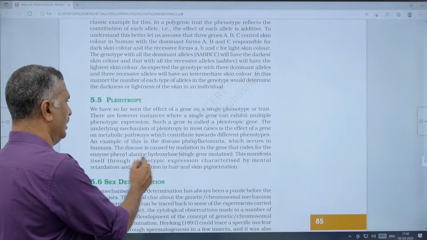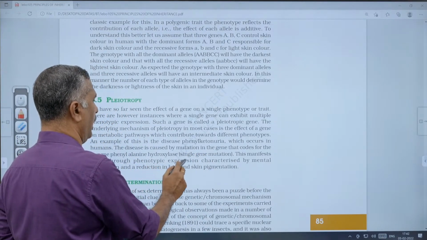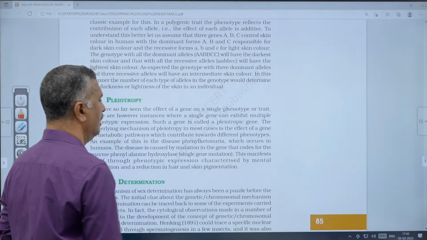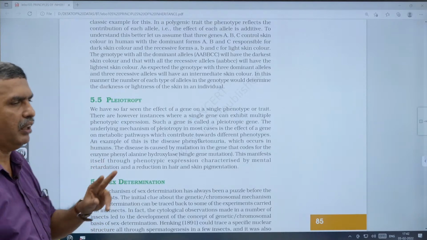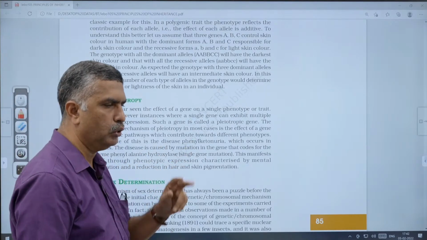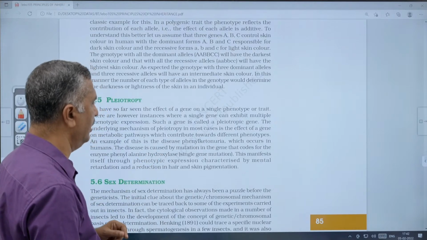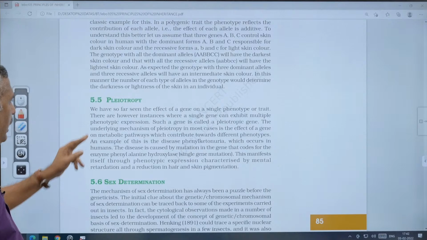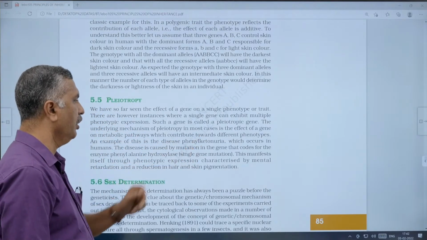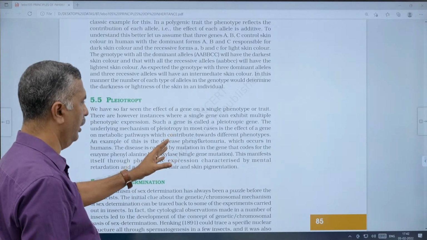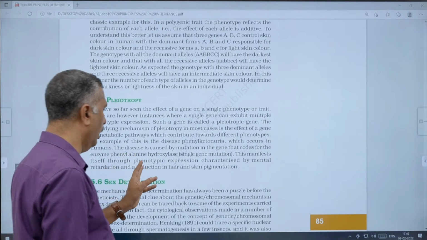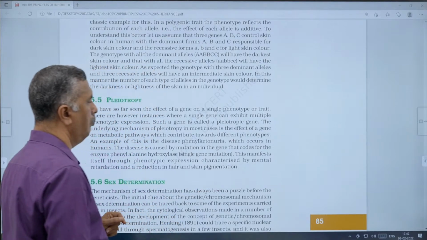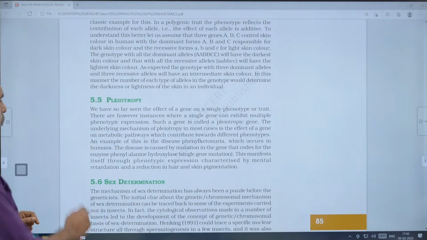But this manifests itself through the phenotypic expression characterized by mental retardation and a reduction in hair and skin pigmentation. Here a single gene controls two phenotypes, or two characters, or two traits. That is called pleiotropism. A typical example for pleiotropism is phenylketonuria, which leads to both mental retardation and reduction in hair and skin pigmentation. That is another example of pleiotropism.